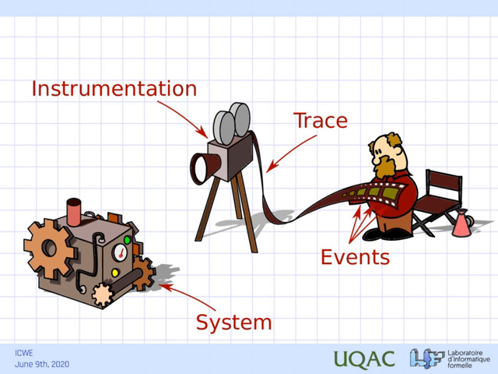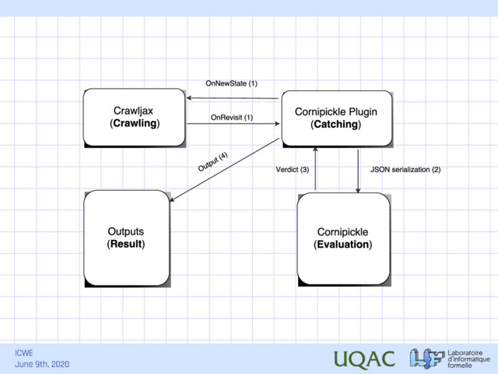Concretely, our bug detection framework is made from the combination of two existing components. The first is Crawljax, a Java software tool that can automatically crawl a website and evaluate conditions on each visited page. This will serve as our driver. The second is CornyPickle, a tool that our own team developed and which is used in the form of a plugin inside Crawljax. Crawljax is relatively well known, but what exactly is this CornyPickle?